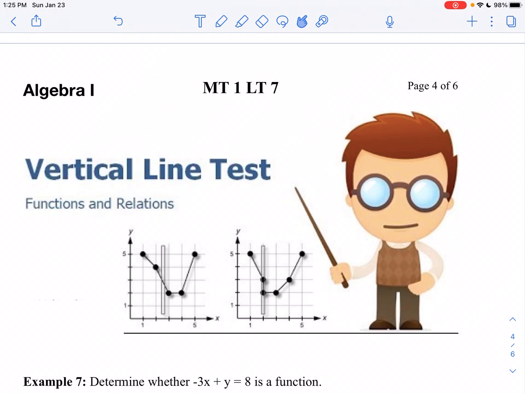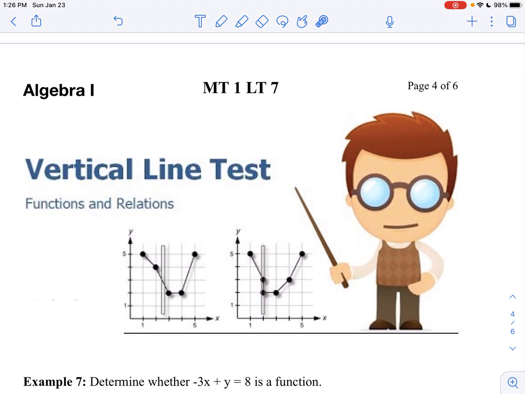In order to tell a function is a function from a graph, one way we're going to use is called the vertical line test. What happens is I take any vertical line, could be any vertical line. If my vertical line touches my graph only once, it's a function. However, if it touches it twice, it's not a function at any point because it's not predictable at that point.